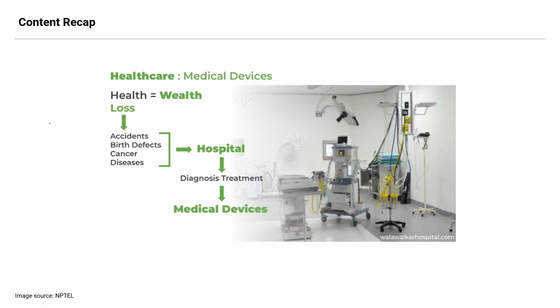And as we are looking at the content recap, this is how the medical devices have evolved over a period of time. And a condition can occur with respect to accident, birth defects, cancer, and diseases, wherein you go to the hospital, you get your diagnosis, and then the medical devices are there to aid in the treatment process, depending upon the kind of ailment or disease you are having.